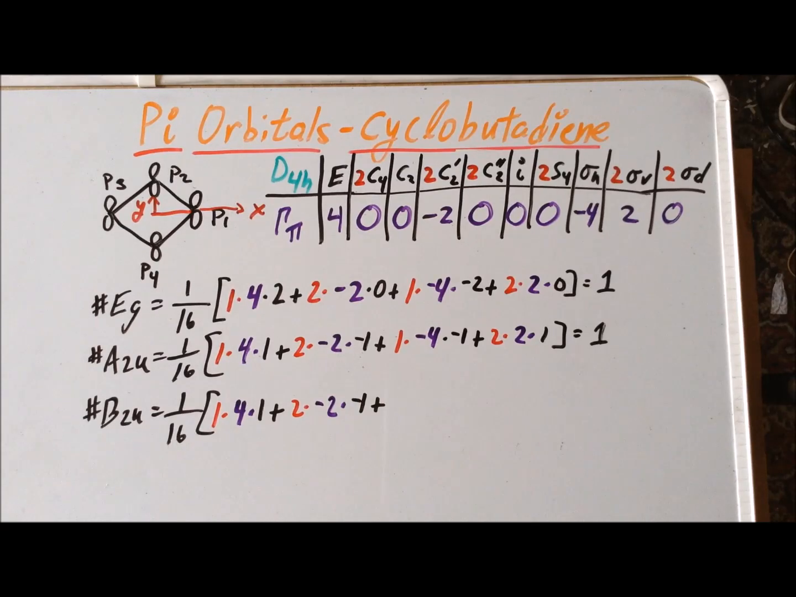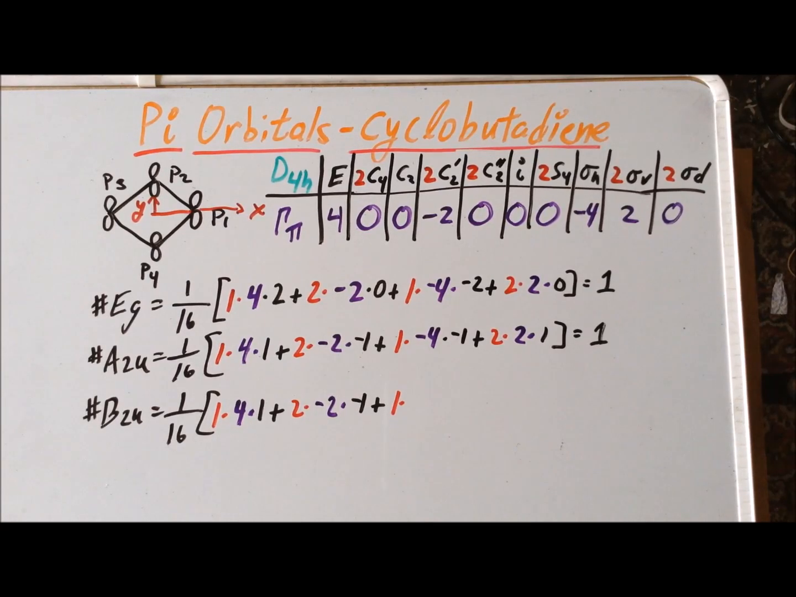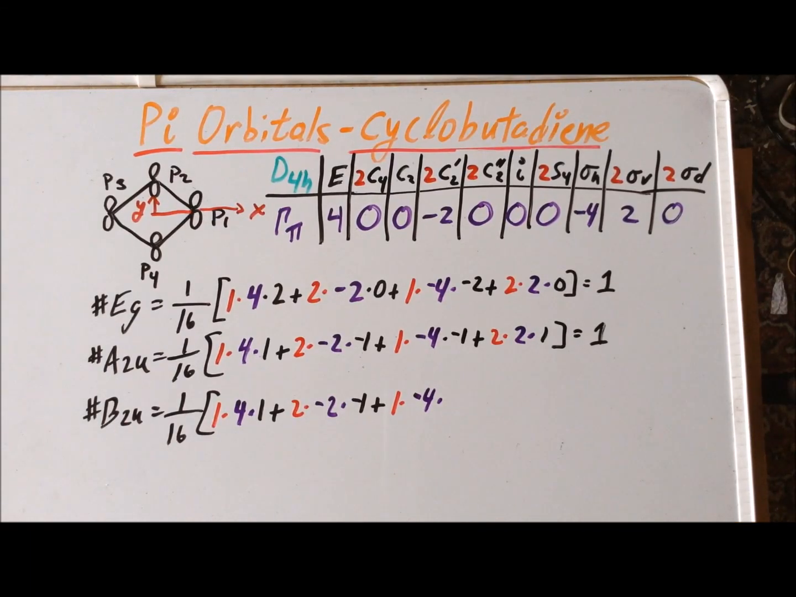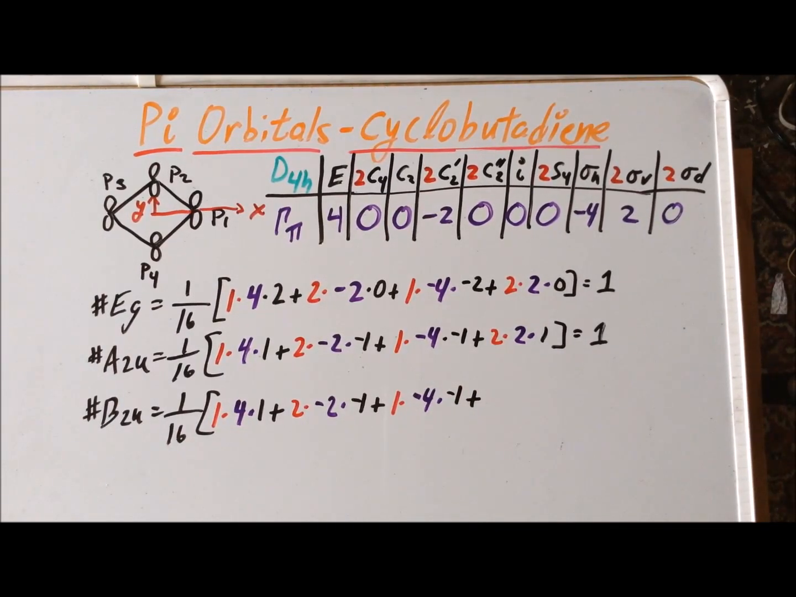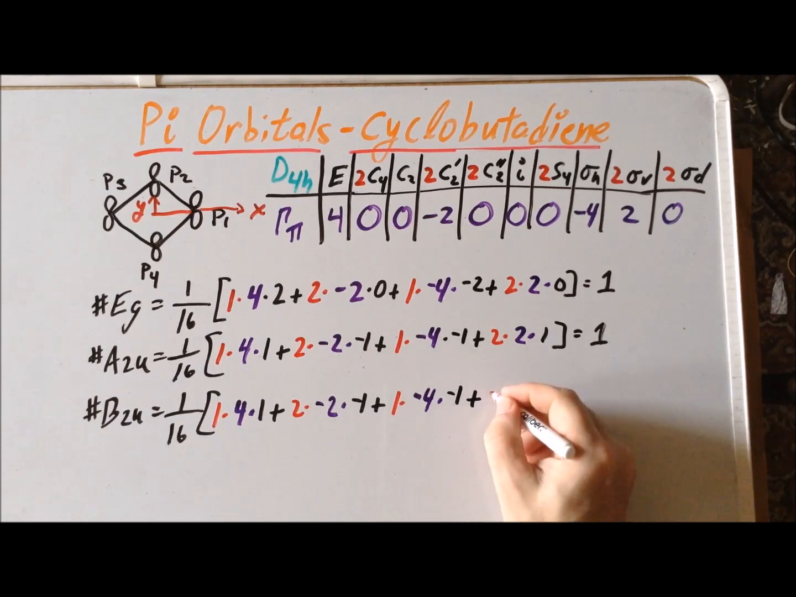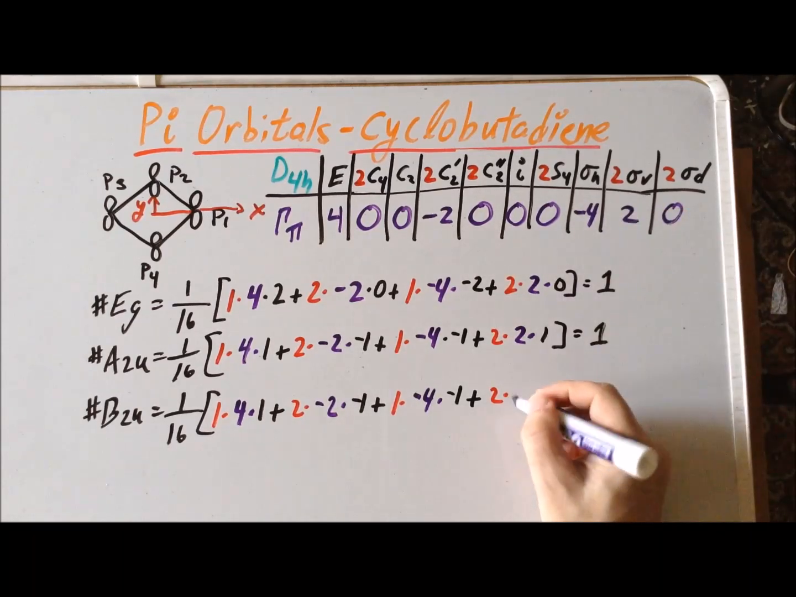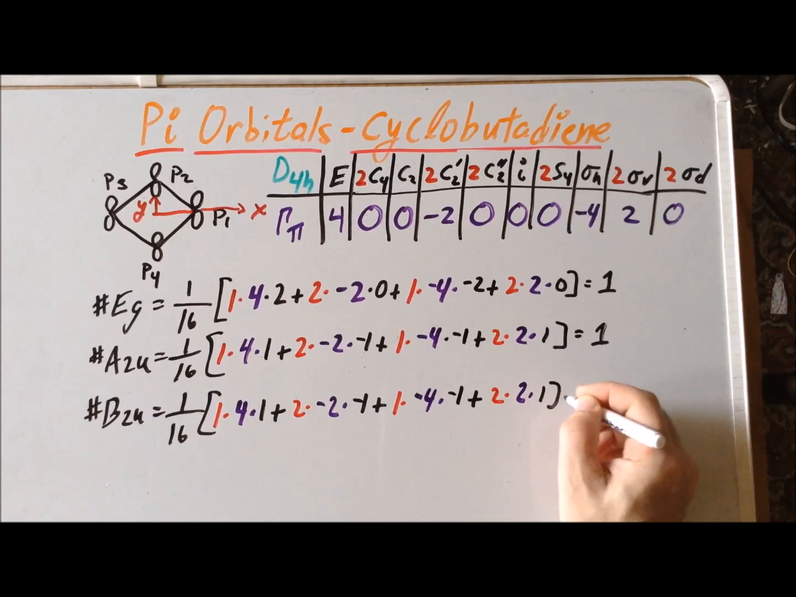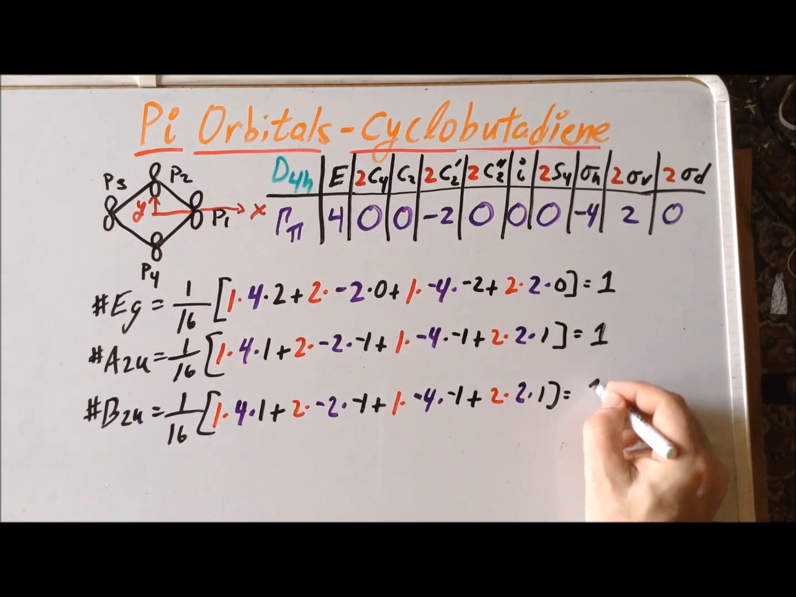Our third class is going to be sigma h. It's one operation in the class. The character from the reducible representation is a -4. And the character from the irreducible representation, B2u, is a -1. Then our final class is sigma v. There are 2 operations in the class. The character from the reducible representation is a 2. And then the character from the irreducible representation, B2u, is a positive 1. So we have 4 plus 4 plus 4 plus 4 divided by 16 is equal to 1.